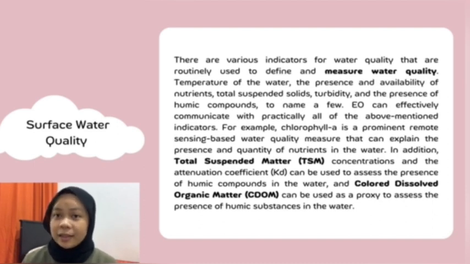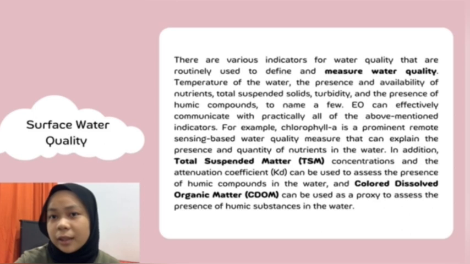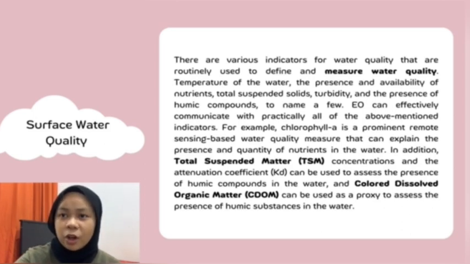Surface water quality. There are various indicators for water quality that are routinely used to define and measure water quality: temperature of the water, the presence and availability of nutrients, total suspended solids, turbidity, and the presence of humic compounds, to name a few. EO can effectively communicate with practically all of the above mentioned indicators.